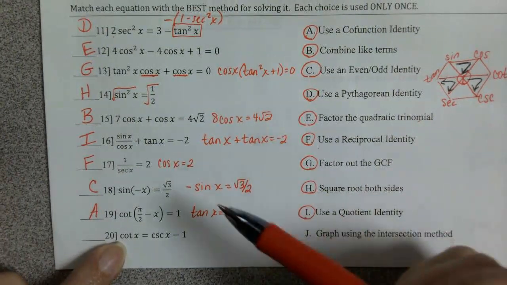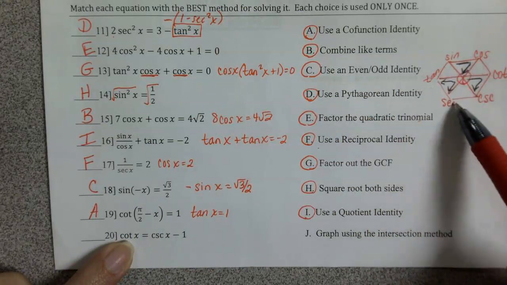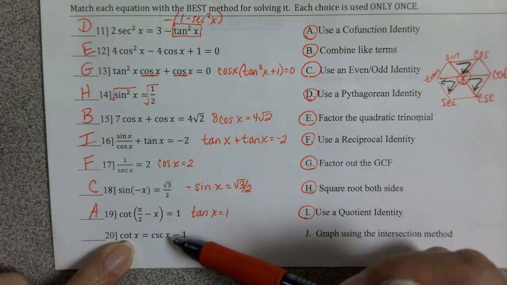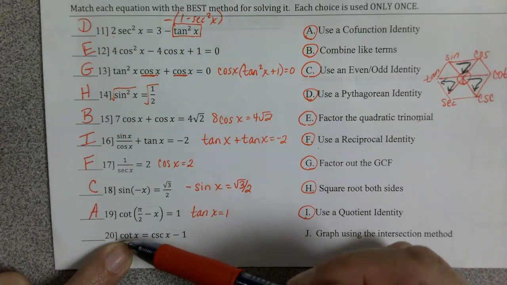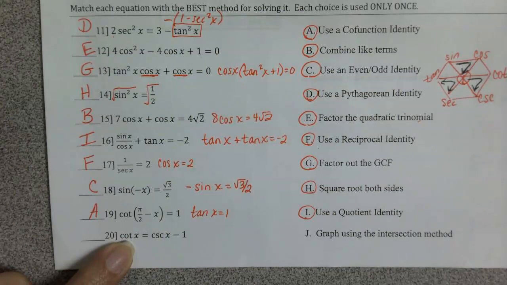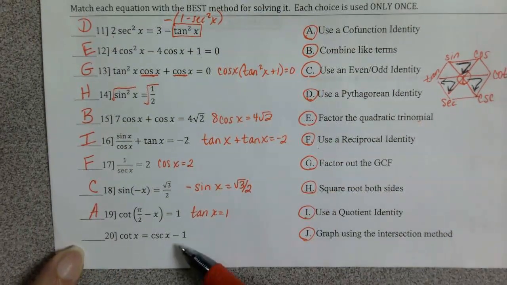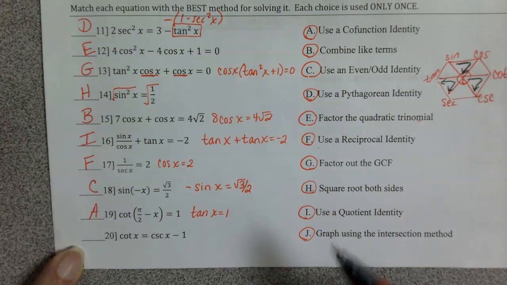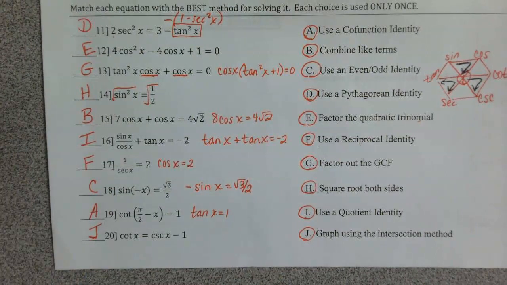Number 20, there is no nice way we can use our hexagon to change a cosecant into a cotangent. Because these aren't squared, we can't use a Pythagorean identity. So our best bet for this one, since there's no obvious identity to use, would be J, to graph using the intersection method that we practiced in the top section.